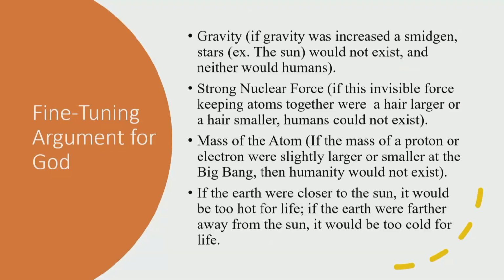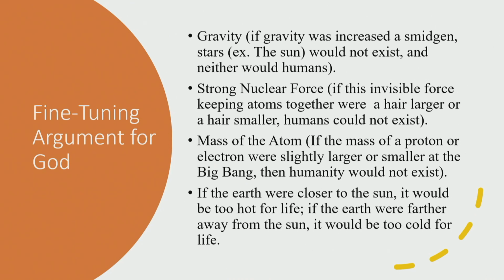The third is the fine-tuning argument, and basically there are a lot of things that are fine-tuned, and there's just no way that it could have been picked at random. Gravity would be one of those. If it was increased by just a little bit, stars or the sun wouldn't exist, and neither would we. Another one would be the strong nuclear force. If this invisible force keeping atoms together was just a little bit larger or a little bit smaller, we wouldn't exist. Then the mass of the atom: if the mass of the proton or the electron were just slightly larger or slightly smaller at the Big Bang, then humanity would not exist.